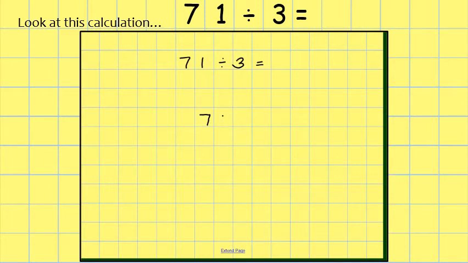So we've got 71, and we're dividing that by 3 again. Now, I've spotted something different already. How many lots of 3 are there in 7?